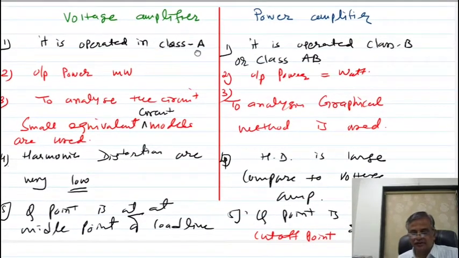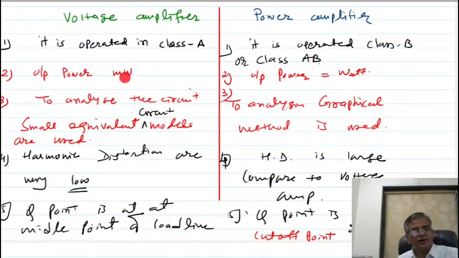So voltage amplifier is operated in a class A mode. This is class B and class AB mode. Class A, you know, VB is 0.7. Here VB is 0 for class B. Class AB is VB between class A and class B, 0.2 volt, 0.15.